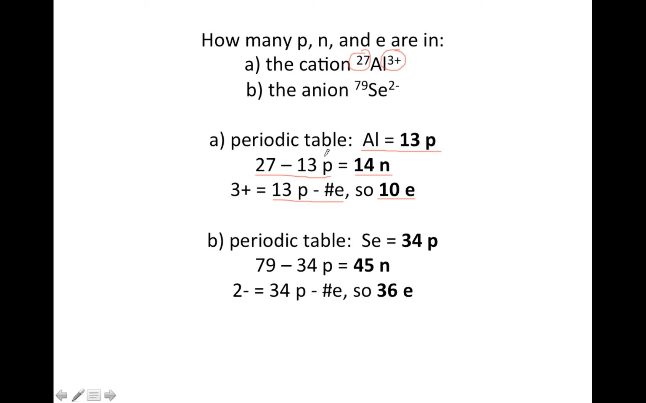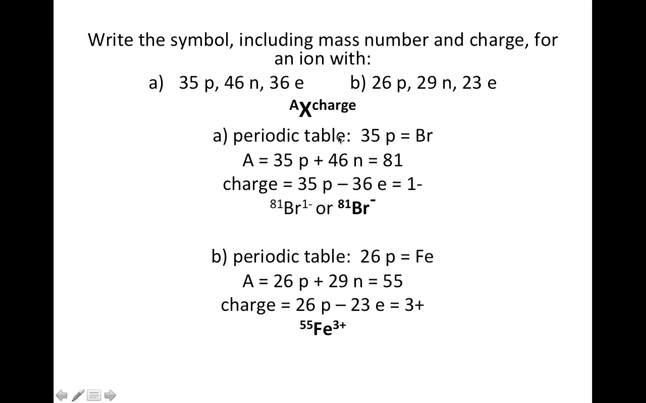For the second one, again, we go to the periodic table, look up Se, and we see there's 34 protons. The mass number, 79, minus the number of protons gives us the number of neutrons, 45. And this time the charge is negative, so we know we're going to have more electrons than protons. We get that charge by doing protons, 34 protons minus the number of electrons. So there has to be 36 electrons so that the difference is 2 and we end up with a negative charge. Now let's go backwards.